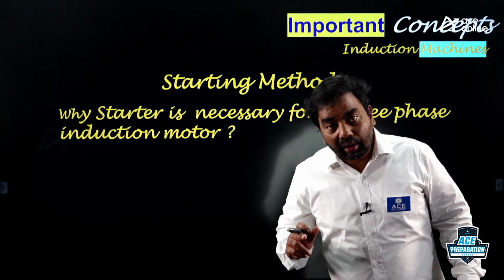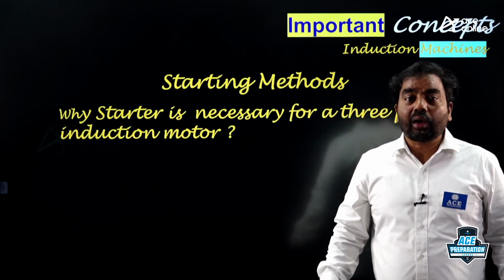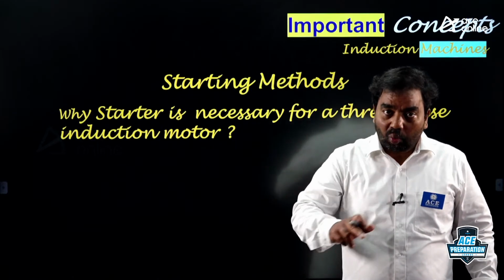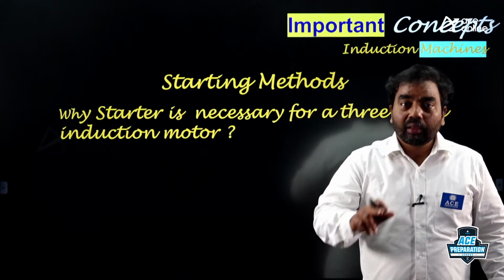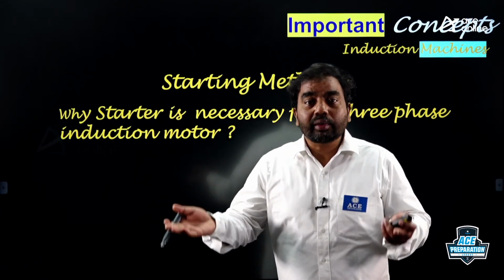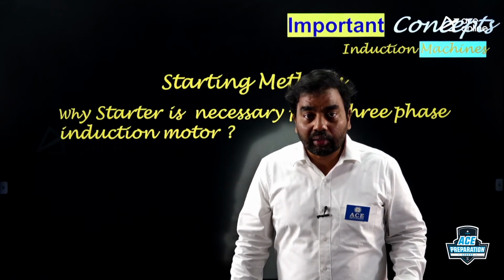Why does the motor draw high currents during starting? The reason is the load impedance R2 into (1 by S minus 1) is 0 at starting. As a result, the overall rotor impedance is less, the rotor current is high, the stator current is high, the ohmic losses in both the windings are high, the temperatures are high, and the windings will get damaged.